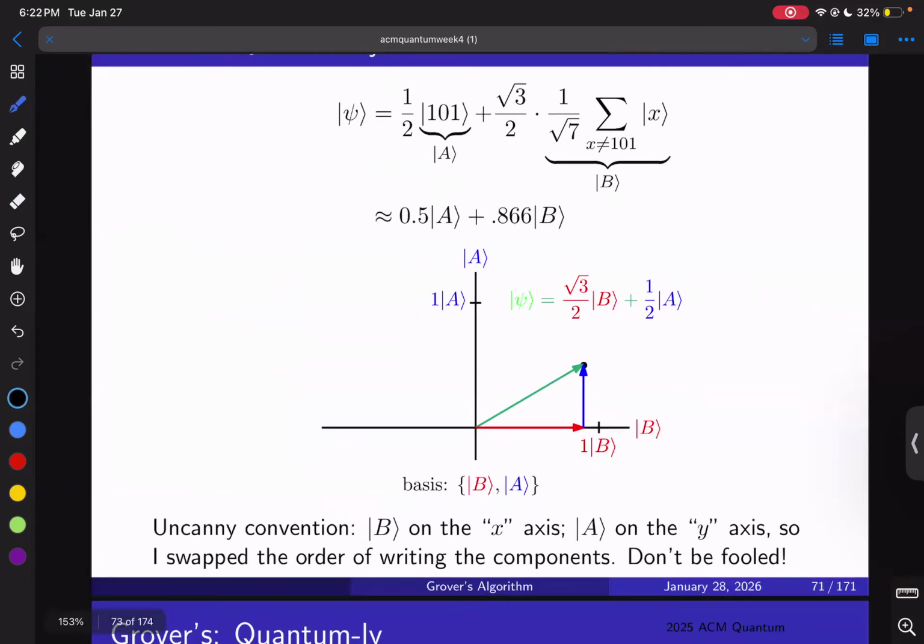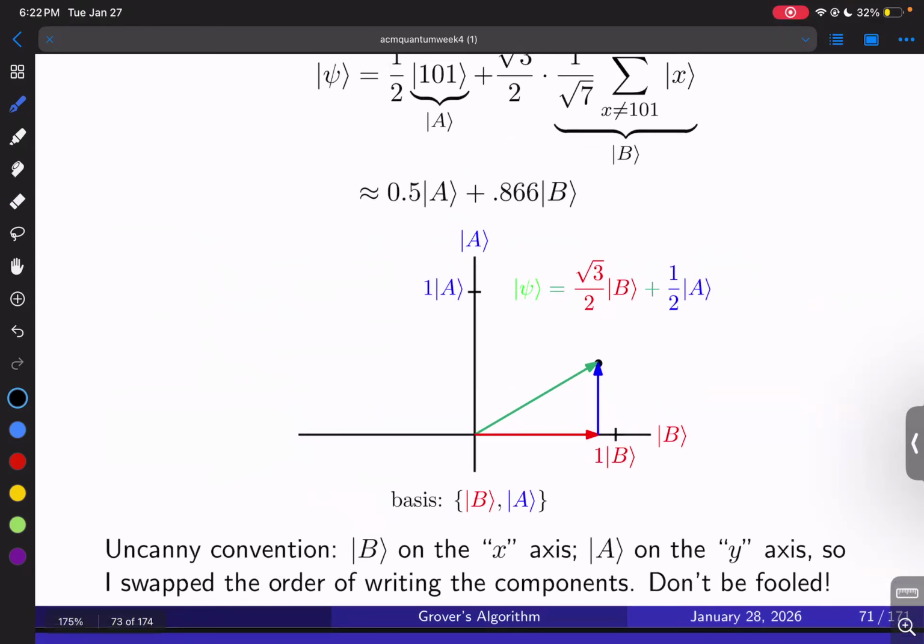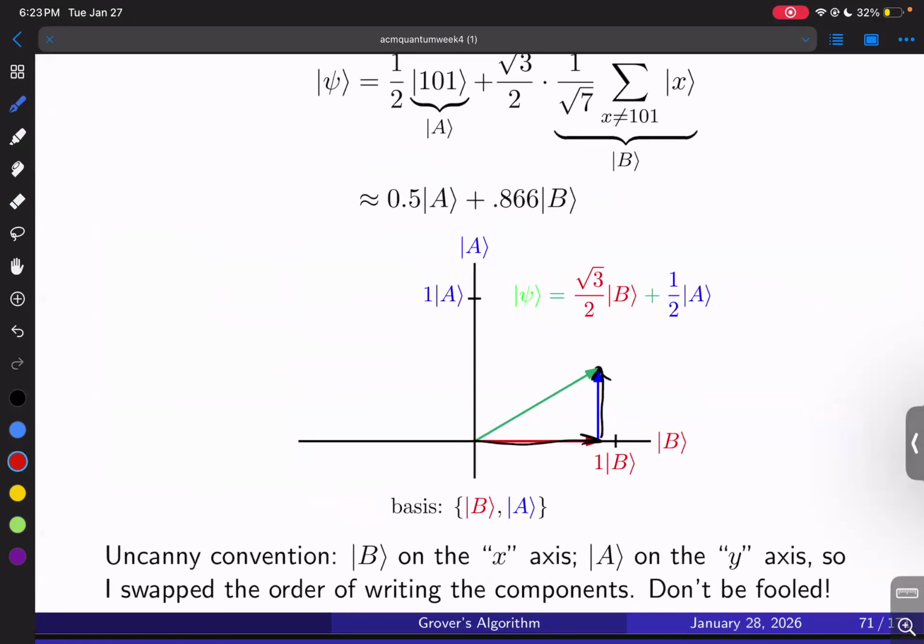And here's the geometric picture of that, where this is the space we call the space spanned by A and B, which is a two-dimensional space because there's two basis vectors. That vector psi is root 3 over 2 steps in the B direction, which is this red vector right here, plus 1/2 steps in the A direction, which is that vertical blue vector there. So when you add the two up, the green vector is the state psi. The convention that a lot of people use is that B is on the x-axis and A is on the y-axis. So just keep note of that.